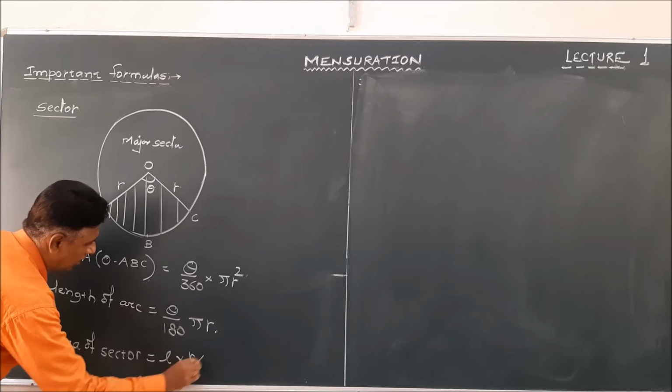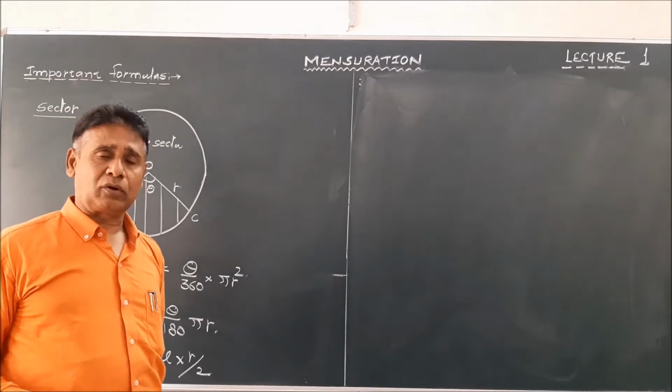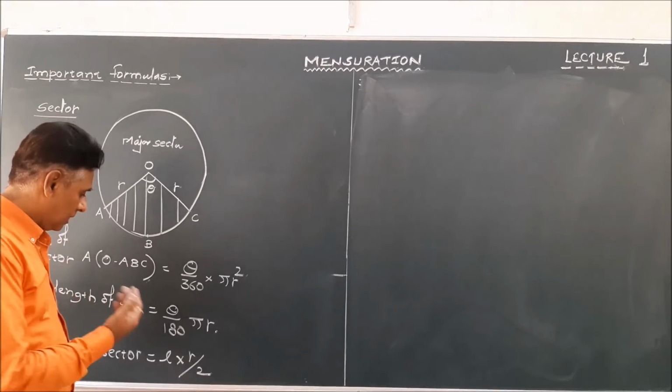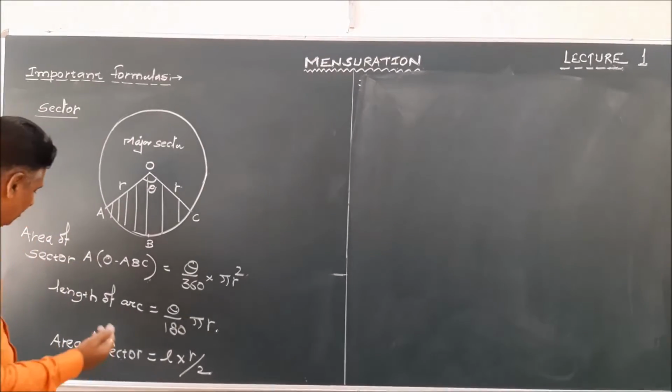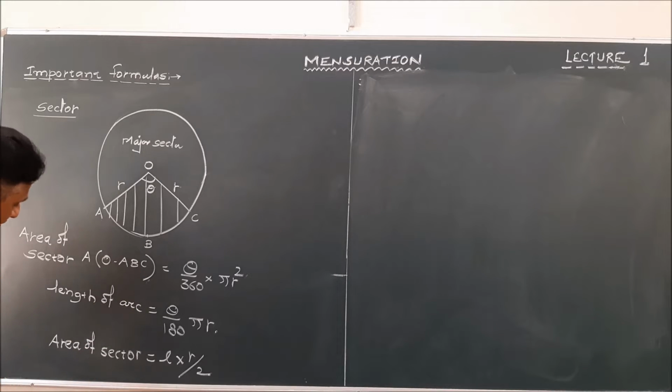Length into r upon 2. In case in some of the questions, if length of arc is given, radius is also given, and you have to find out area of sector, then in that case, you have to write the formula for area of sector is length into r upon 2.